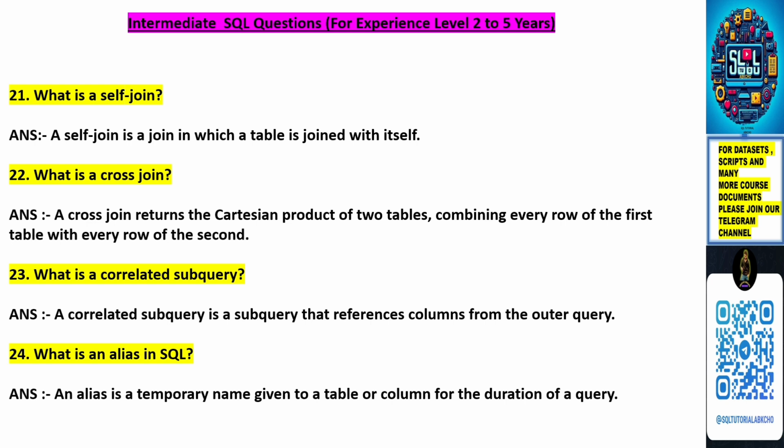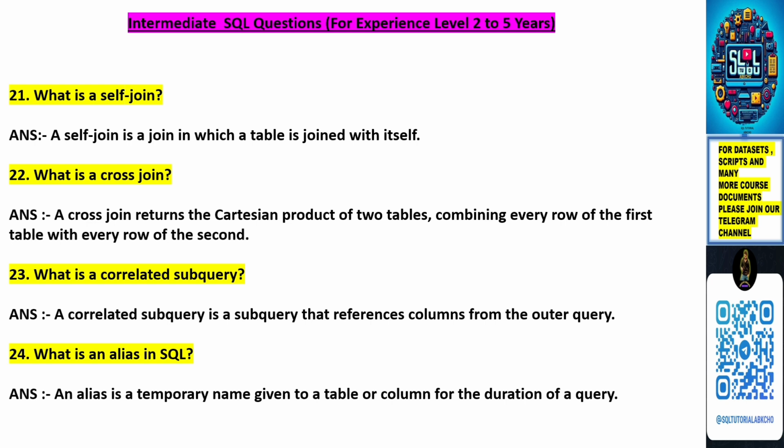Okay. Now the 22nd question. What is a cross join? This is a very important question. A cross join returns the Cartesian product of two tables, combining every row of the first table with every row of the second table. You can check what the cross join does on our joins video, but for interview purposes you can provide this definition: a cross join returns the Cartesian product of two tables, combining each row of the first table with every row of the second table. Okay, now move on to the next question.